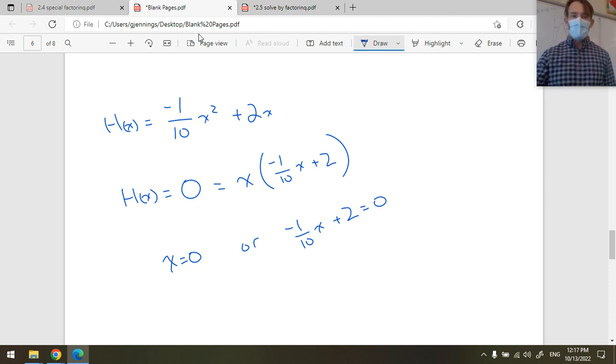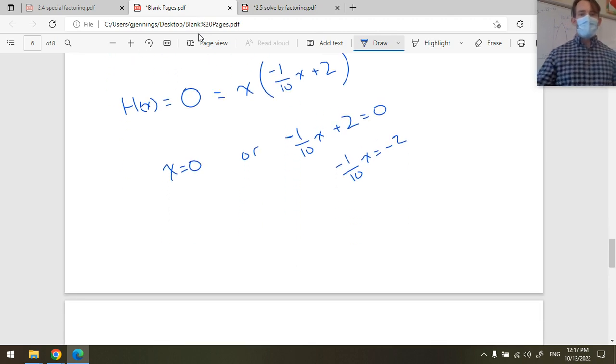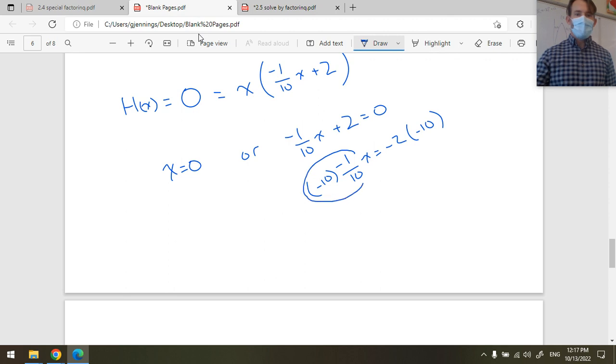Let's solve it. So subtract 2 from both sides. Negative 1 over 10 x equals negative 2. And then multiply both sides by negative 10. If I multiply negative a tenth by negative 10, this here is just 1. Negative 10 divided by negative 10, it's 1. So this gives me x is equal to 20.